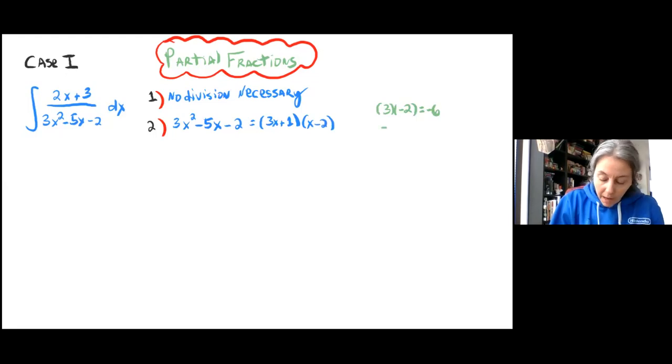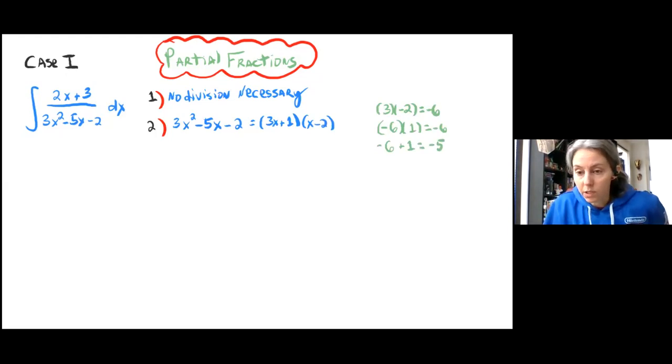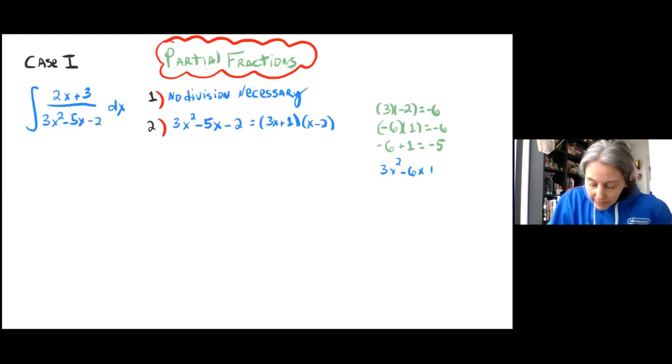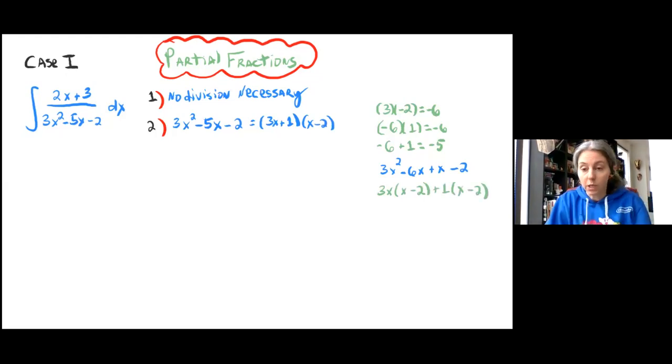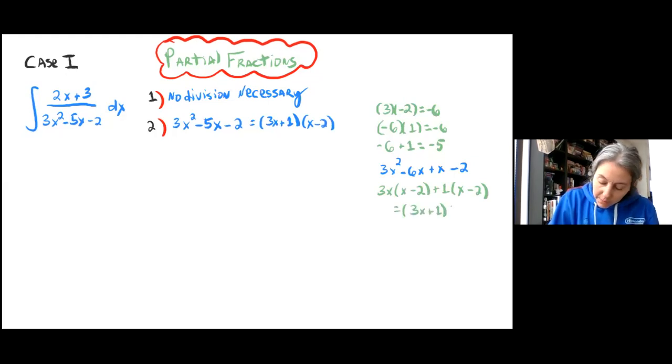So I can see that negative 6 times positive 1 is equal to negative 6. Negative 6 plus 1 is equal to negative 5. So that gives me the two numbers that I'm going to use to factor this thing. I'm going to use them to separate the middle. So I have 3x squared minus 6x plus x minus 2. Then I'm going to factor by grouping. So I'm going to factor out a 3x here. And here, the only thing to factor out is 1. So there is no greatest common factor of that part. So we end up with 3x plus 1 times x minus 2. Perfect. So that's how we factored the denominator.